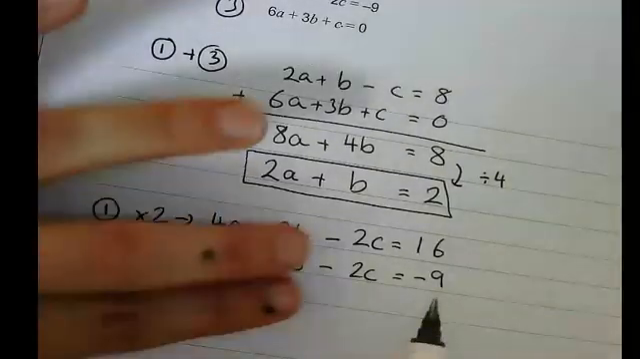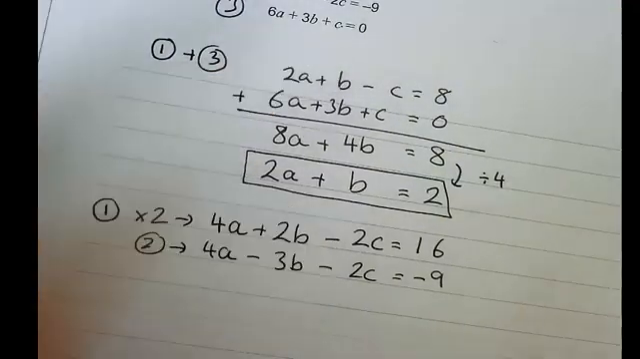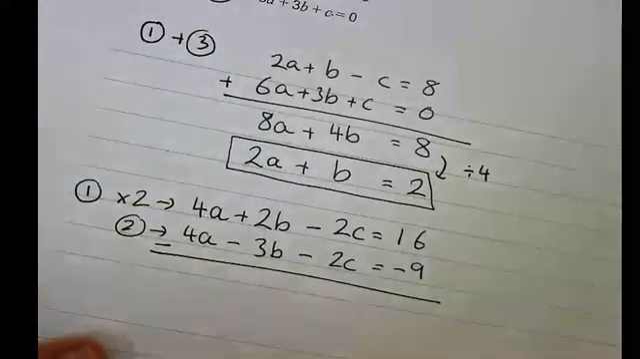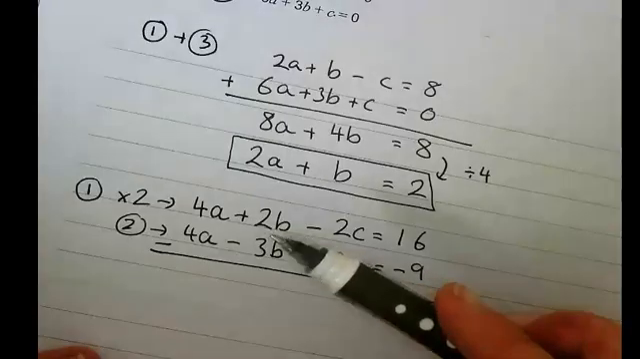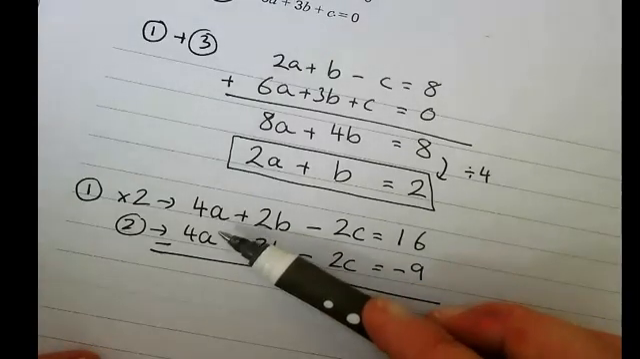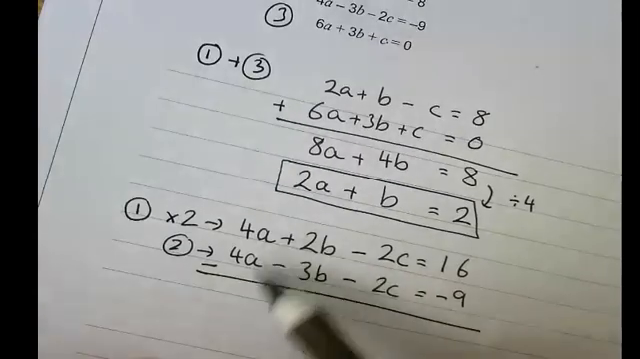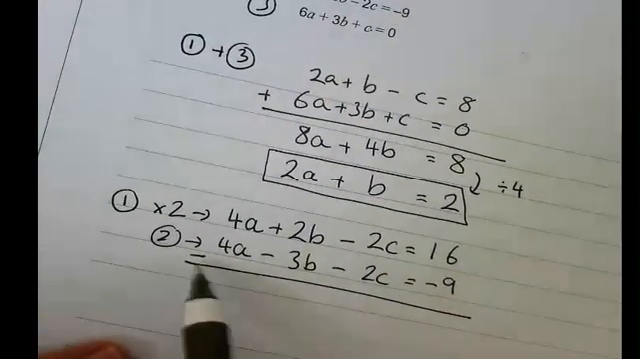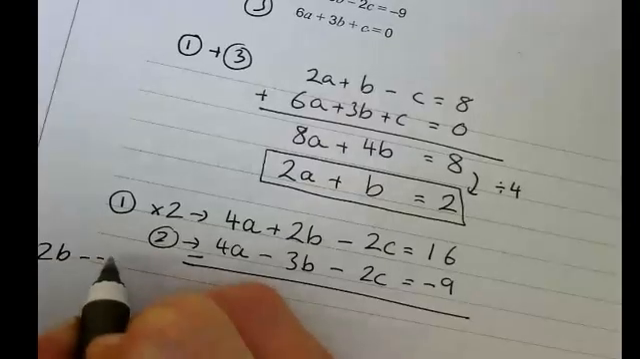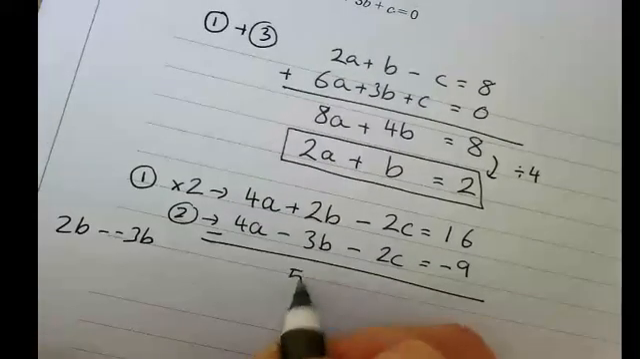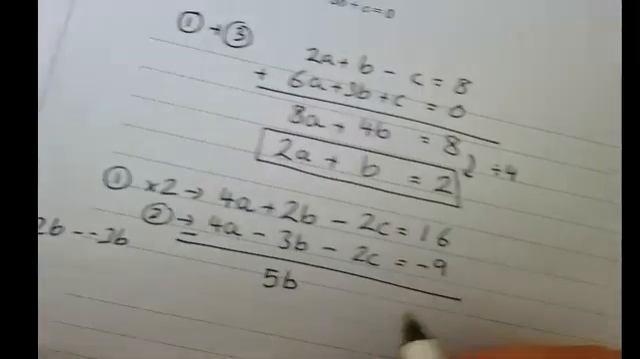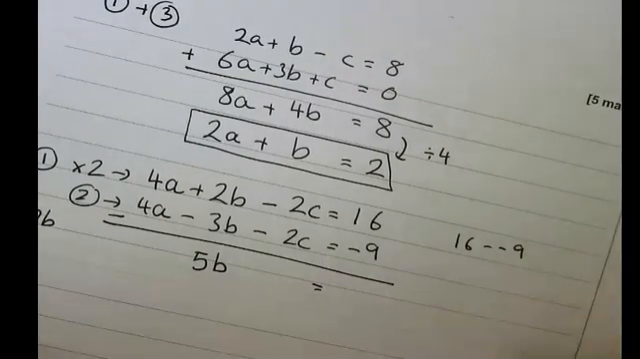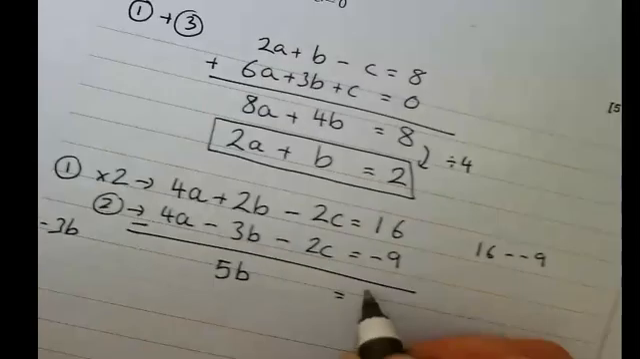I've got the same sign for c's, which means I'm going to subtract to eliminate c. Labeling and writing my operation. Subtracting means that the 4a's are going to cancel. Yes, I haven't made a slip there. The 4a's are going to cancel, that's nice. So I've got 2b, being really careful with negatives, subtract -3b. 2b subtract -3b leaves me with 5b. My c's cancel, is equal to 16 subtract -9, being really careful with my negatives, is 25.